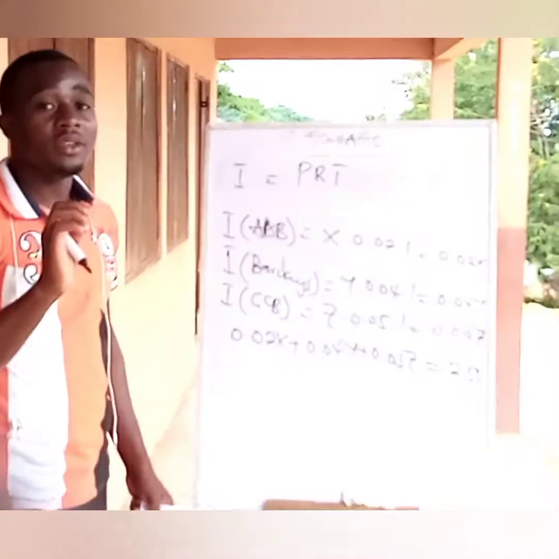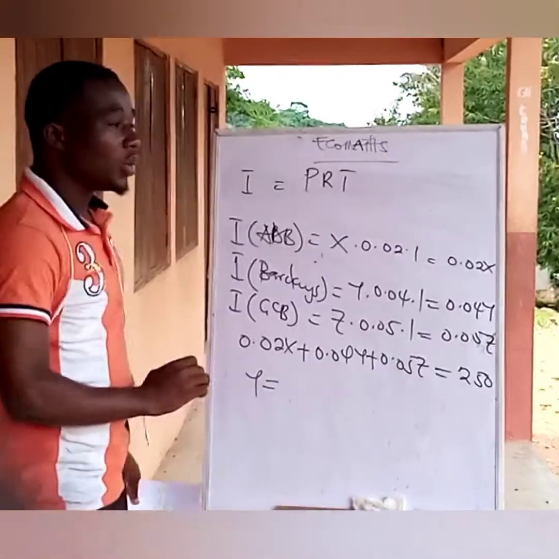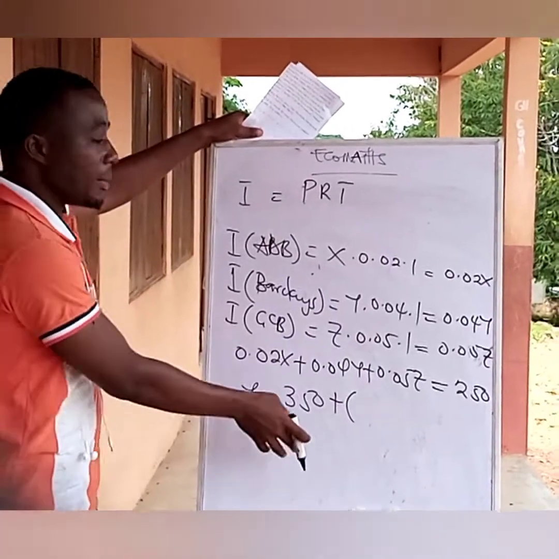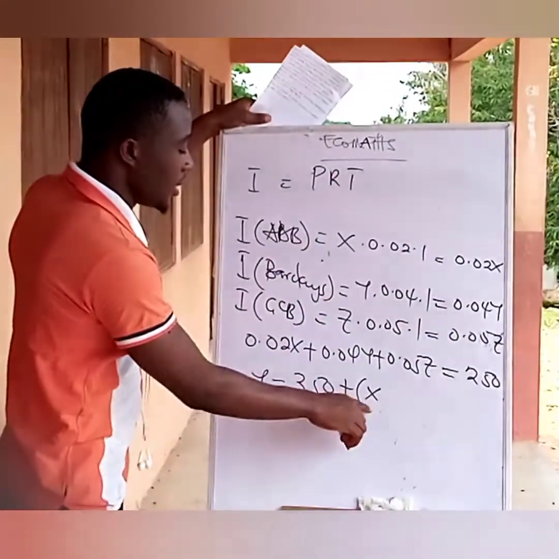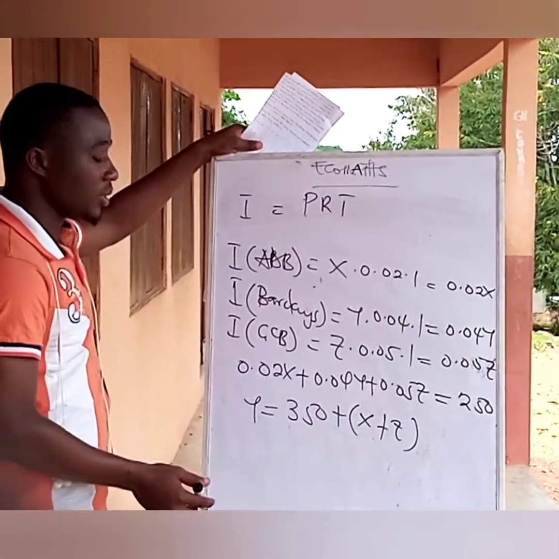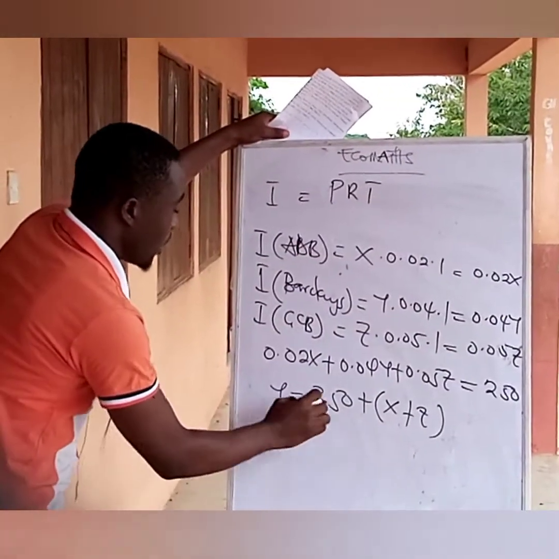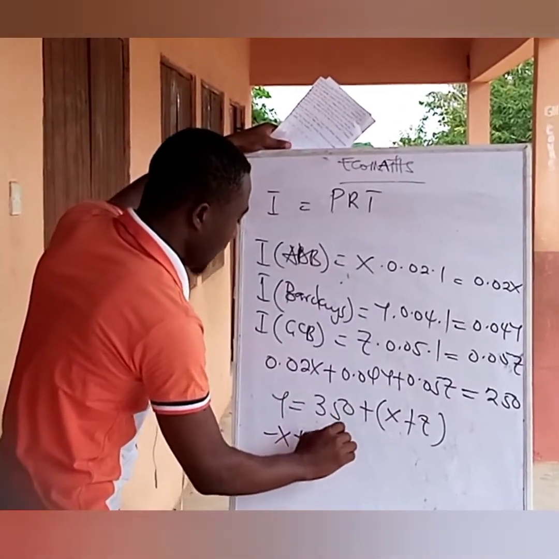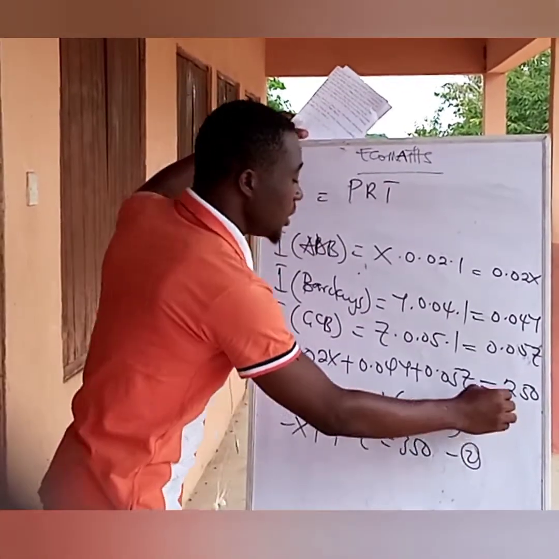But we know that the amount that you invested in Barclays is y. So it should be equal to 350 plus the amount that you invested in ADB, which is x, and the amount that you invested in GCB, which is z. So what I need to do is bring everything to the left hand side. So I'm going to have minus x plus y minus z equal to 350, and this will be equation 2. So this is my equation 1.